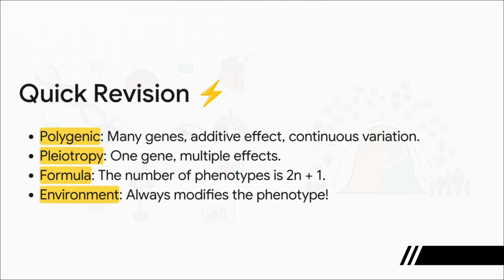All right, time for the final rapid-fire recap. What are the absolute must-know points? Let's go. Number 1, polygenic means many genes, additive effect, continuous variation. Got it? Number 2, pleiotropy is the total opposite. One gene, multiple effects. Number 3, that magic formula for phenotypes is 2n+1. And number 4, phenotype is your genotype plus the environment. Do not forget the environment.